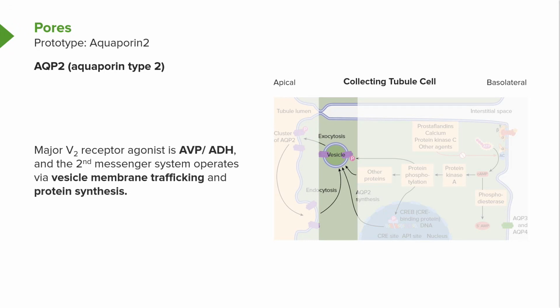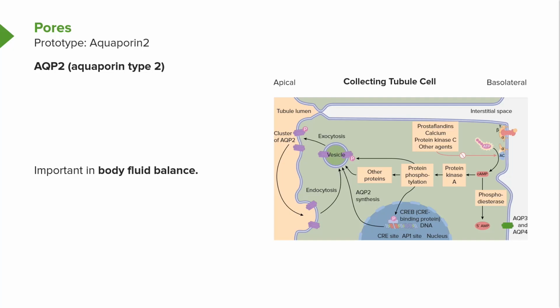How does this process work? It can be seen here, where you need to have binding of arginine vasopressin to a particular receptor, and then through a signaling process, you will both make more aquaporin 2 and cause phosphorylation of various proteins to make these vesicles dock and fuse on the apical membrane. And this is how this pore system works, and how aquaporin 2 channels importantly affect body fluid balance in the kidney.